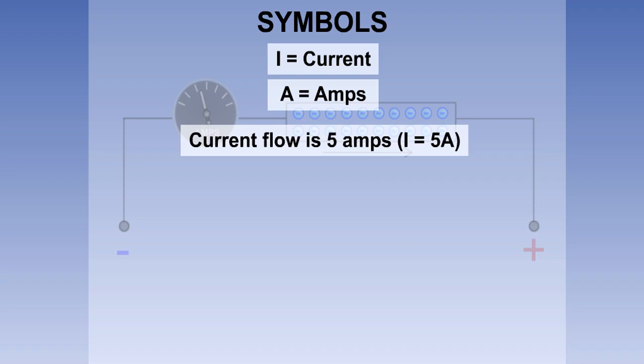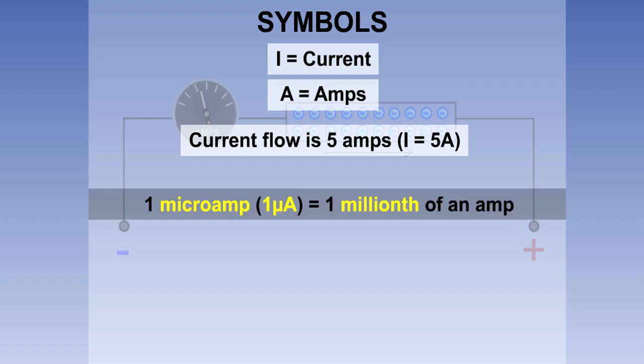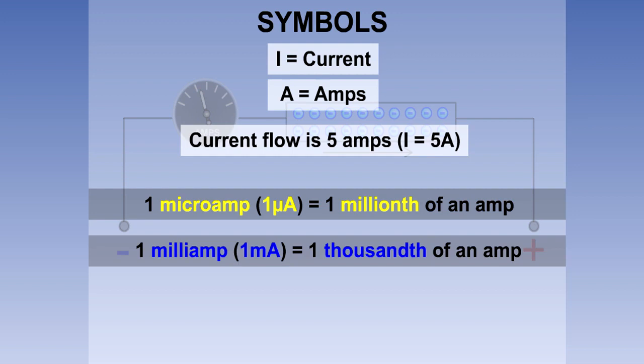Small values of current are given the following prefixes. 1 microamp is 1/1,000,000th of an amp, and 1 milliamp is 1/1,000th of an amp.